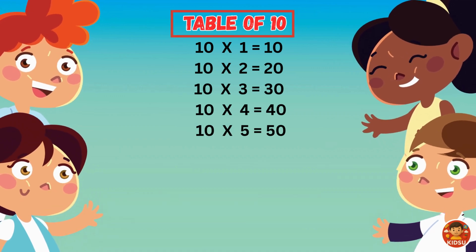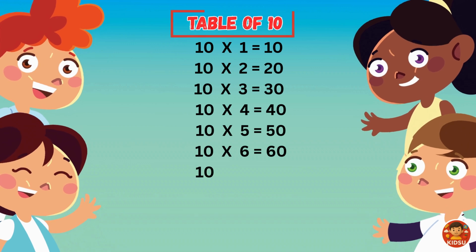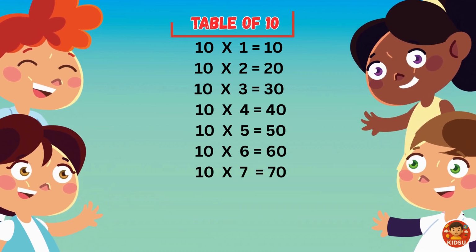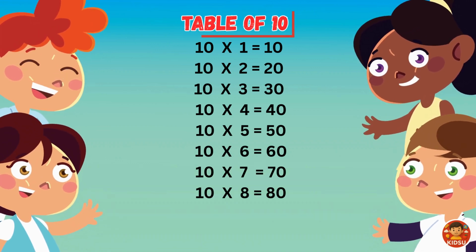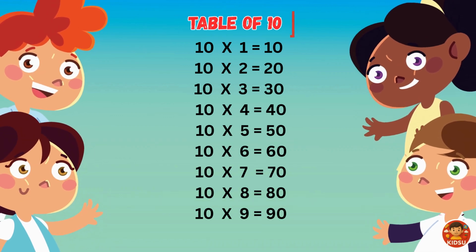10 fives are 50. 10 six are 60. 10 sevens are 70. 10 eights are 80. 10 nines are 90. 10 tens are 100.